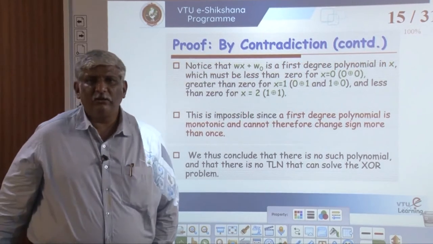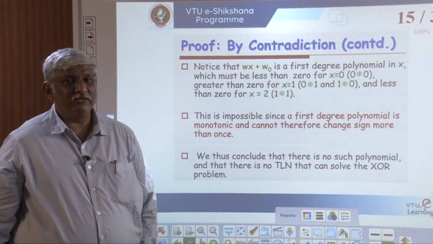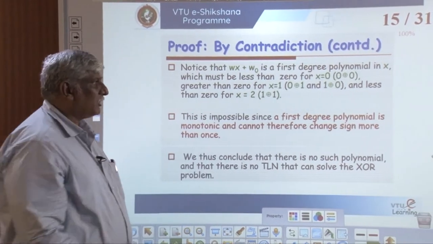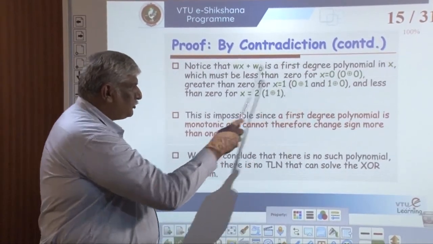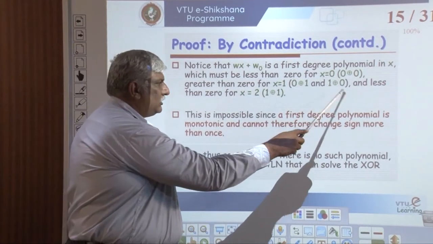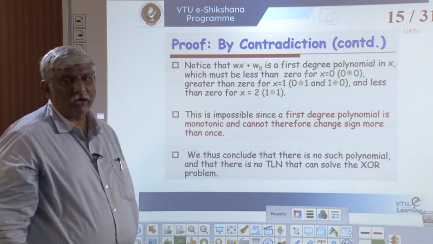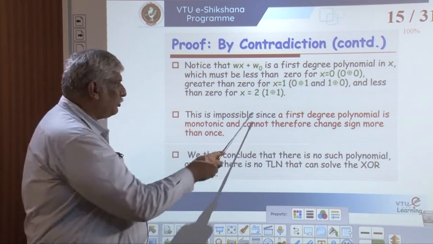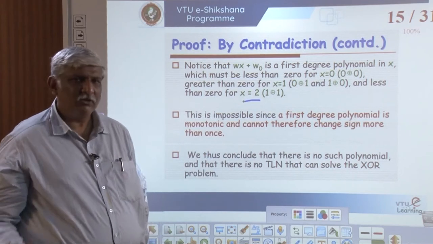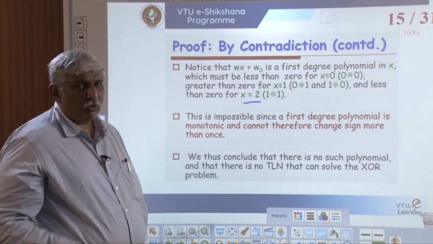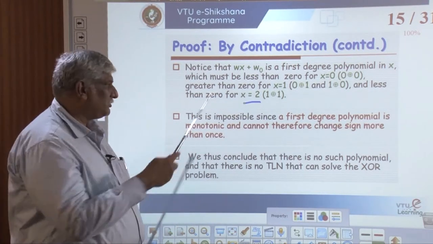In that case W x plus W0 is a first degree polynomial in x, and it must be less than 0 for x of 0, that is when both the inputs are 0 and 0. When the input is 0 and 1, the output should be 1, or the input is 1 and 0, the output should be 1, and less than 0 for the input 1 and 1. So, when you have a simple addition, the 2 is actually okay. Last time for the AND gate, we considered 1.5, and that was working. But in this case, when 1 and 1 is there, the summation becomes 2, but it is going to be modulo 2 arithmetic, so it should be 0, which is actually not possible here.